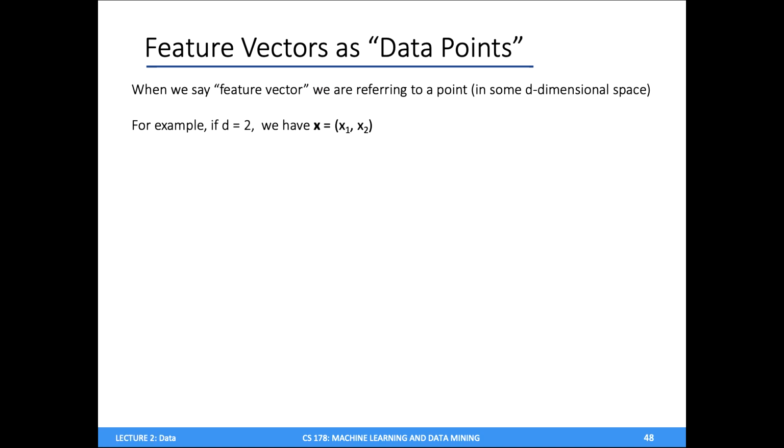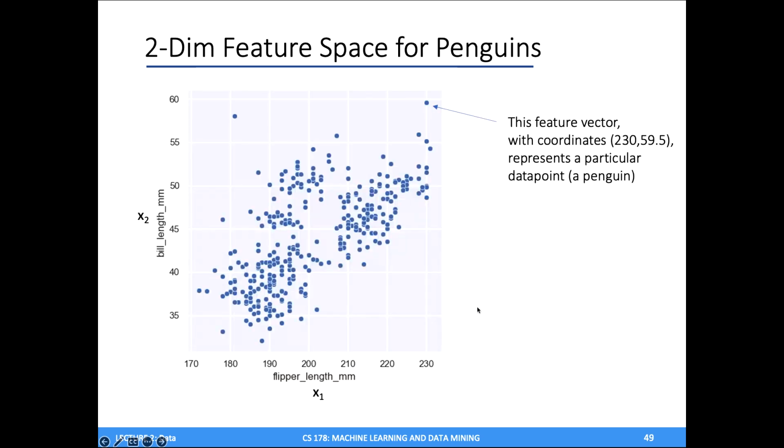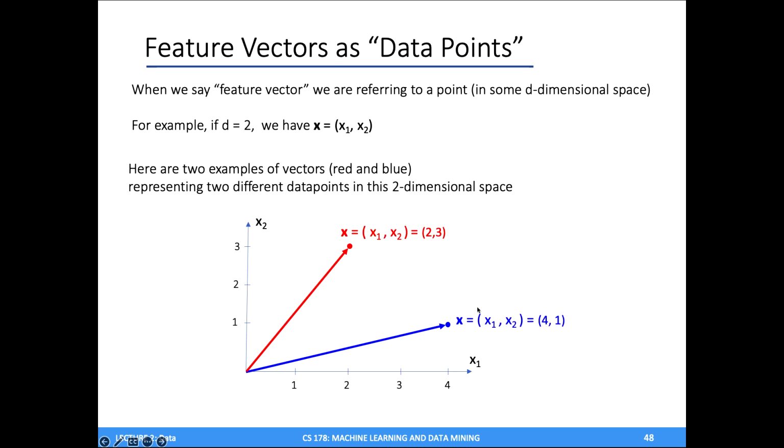I'd like to point out here that you can really think of feature vectors as data points in a very geometric sense. So if we have a feature vector that has only two different features in it, we can of course plot these vectors and really think of them as points in some kind of geometric space. So for two different examples, we have a red point here corresponding to maybe feature values of 2, 3. We've also got a blue point here corresponding to feature values of 4, 1.